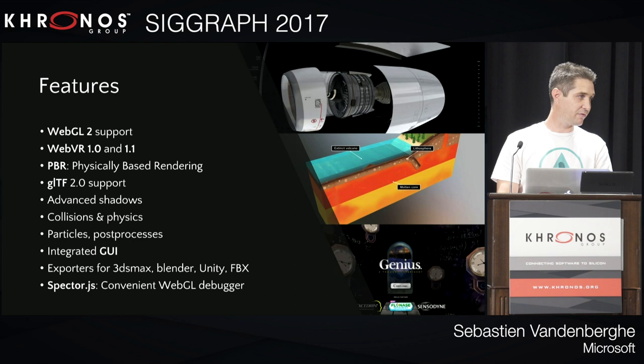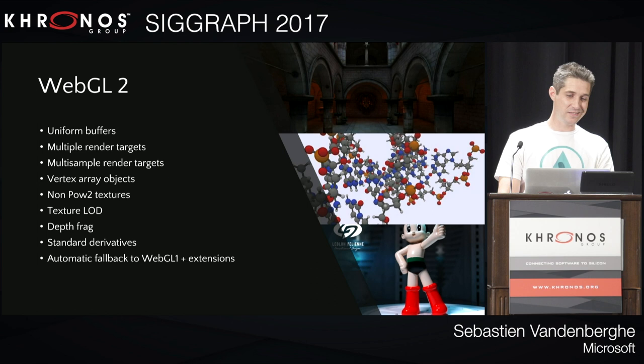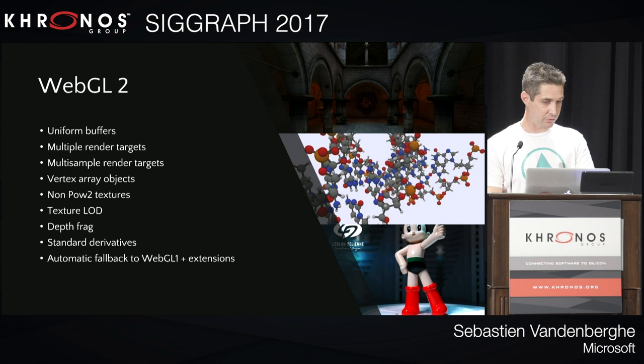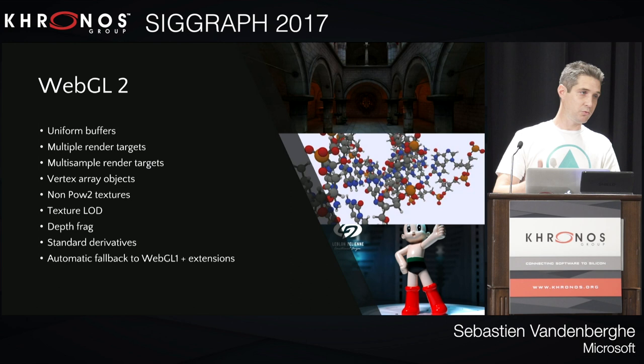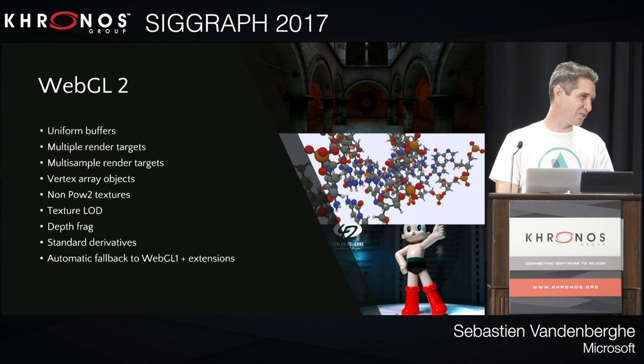In terms of WebGL 2, we introduced in standard a few features dedicated to performance, like uniform buffers and vertex array objects, which help us reduce a lot the number of calls to the underlying context. We also added more quality features, like multisample render targets, which are really quite helpful in WebGL. We also have support for non-power-of-two textures. We've got a really nice automatic fallback from WebGL 2 to WebGL 1 for the same reason the Shadertoy guys explained earlier: to support the broader range of platforms available yet.